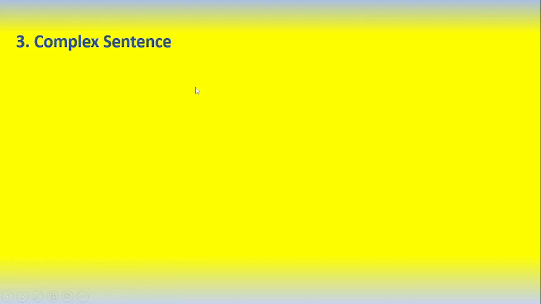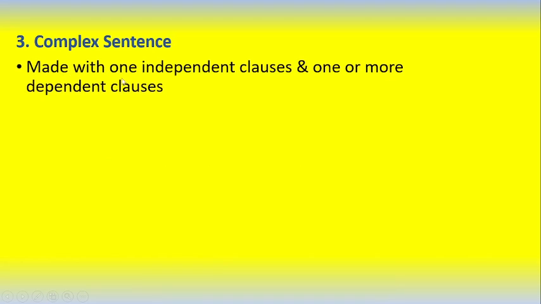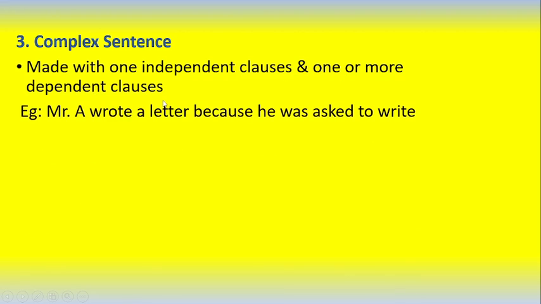Then what is a complex sentence? A complex sentence is made with one independent clause and one or more dependent clauses. For example, Mr. A wrote a letter because he was asked to write. The first part is an independent clause. "Because he was asked to write" becomes a dependent clause. You might have observed that dependent clauses begin with words like because, since, so, if. They are not complete sentences, they are partial sentences. So here we can see the combination of one independent clause and one dependent clause.